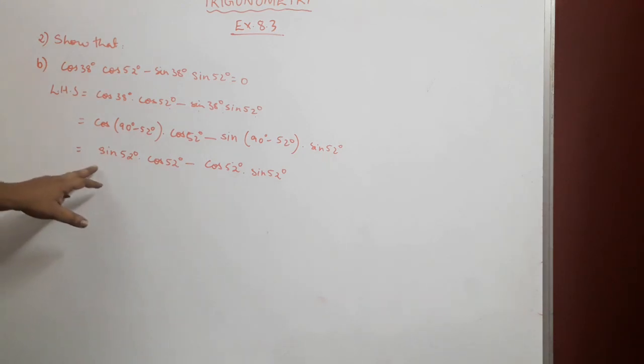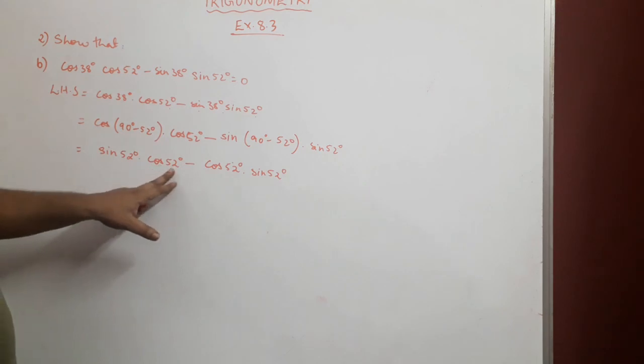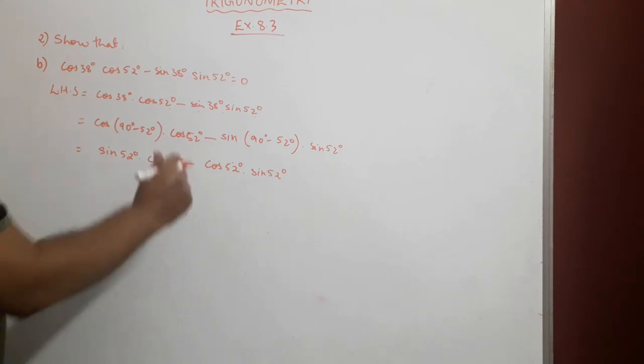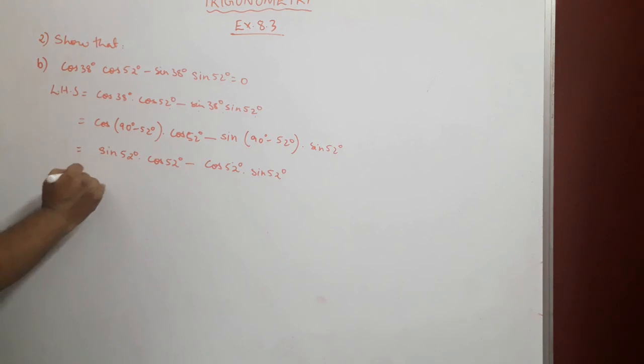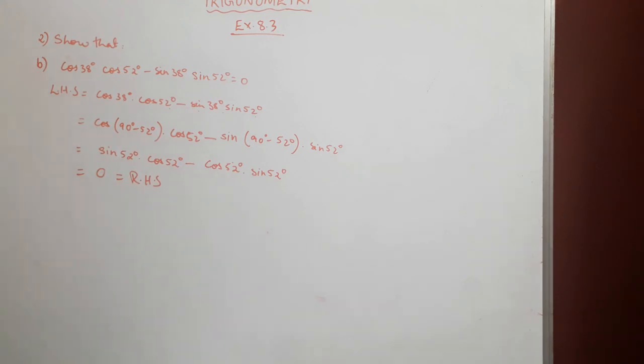Okay, so now if you have a look, these are almost the same. Sine 52 degrees, cos 52 degrees, they are multiplied with each other. And here you have sine 52 degrees and cos 52 degrees. Same terms and they are subtracting each other, which means we get answer is 0, which is equal to right hand side. Thus we can show this left hand side equal to right hand side. So with this we complete the second question under exercise 8.3.